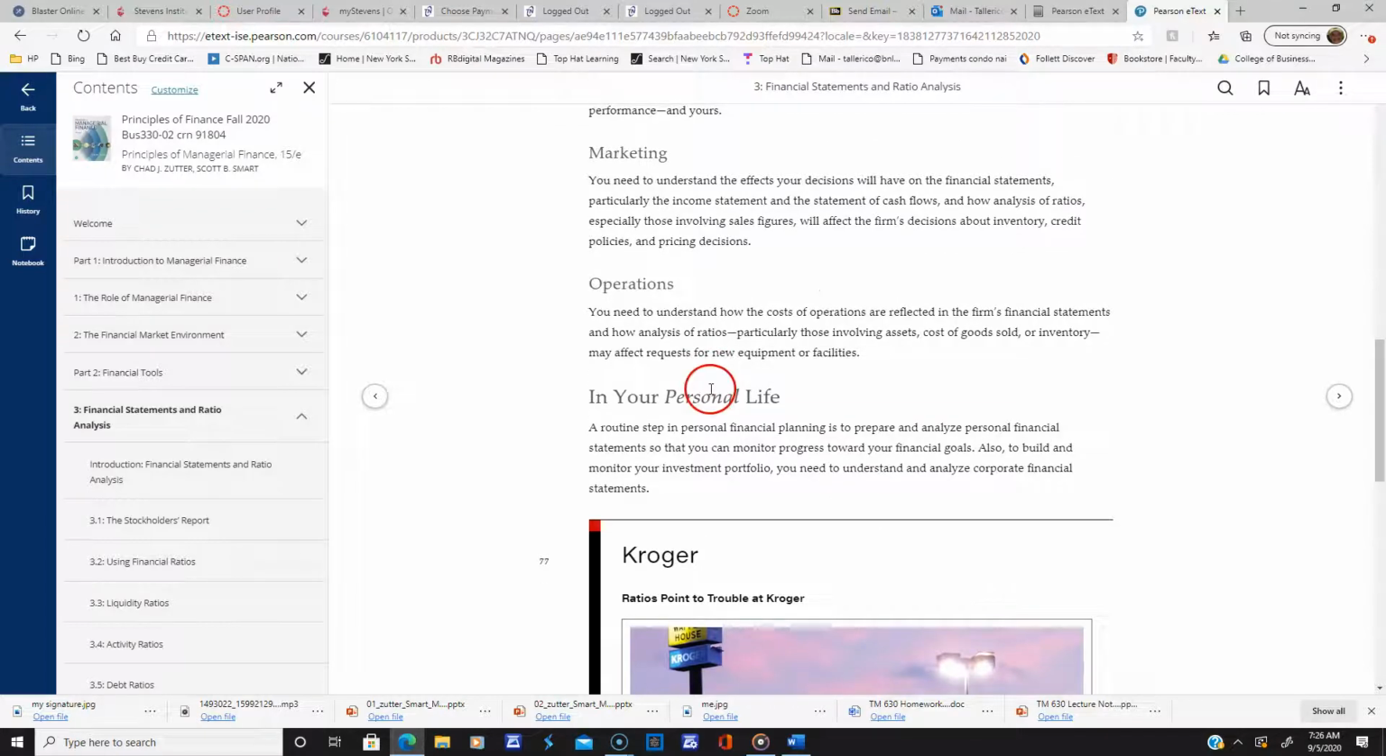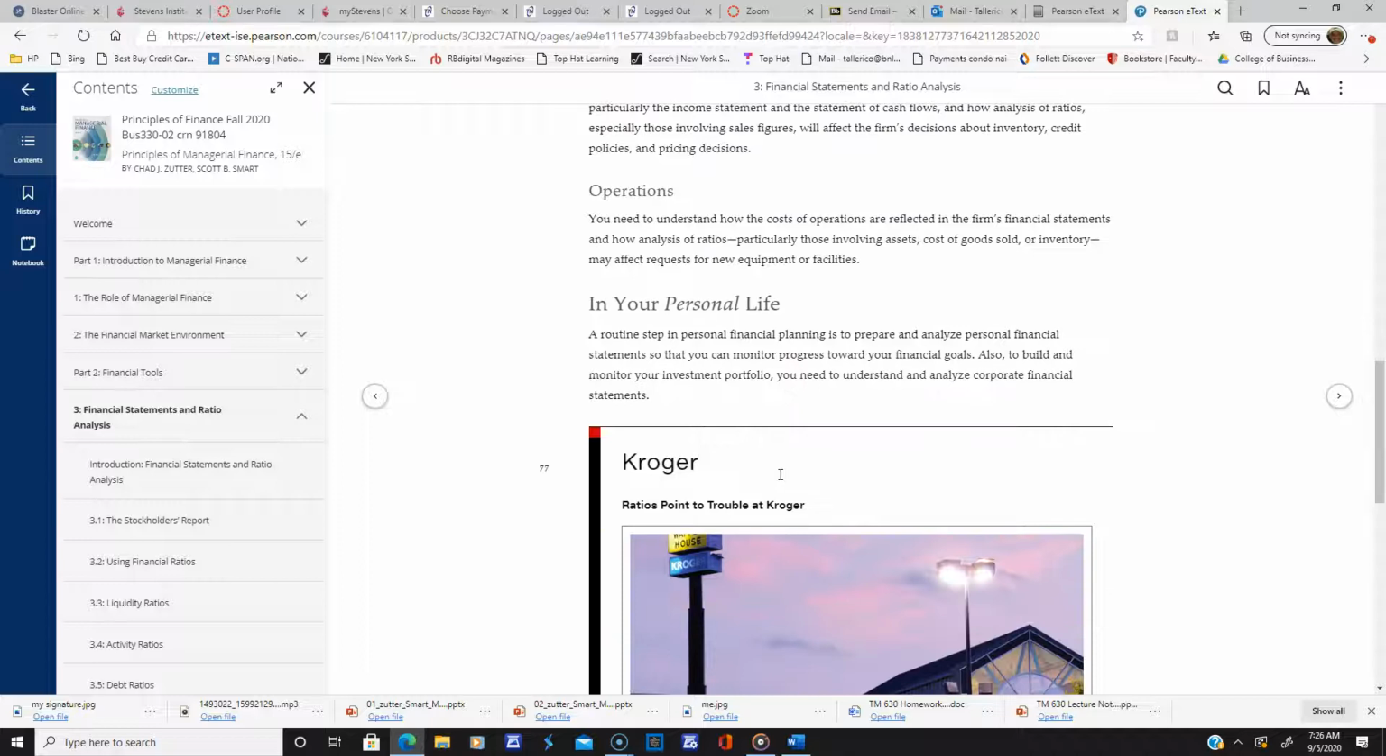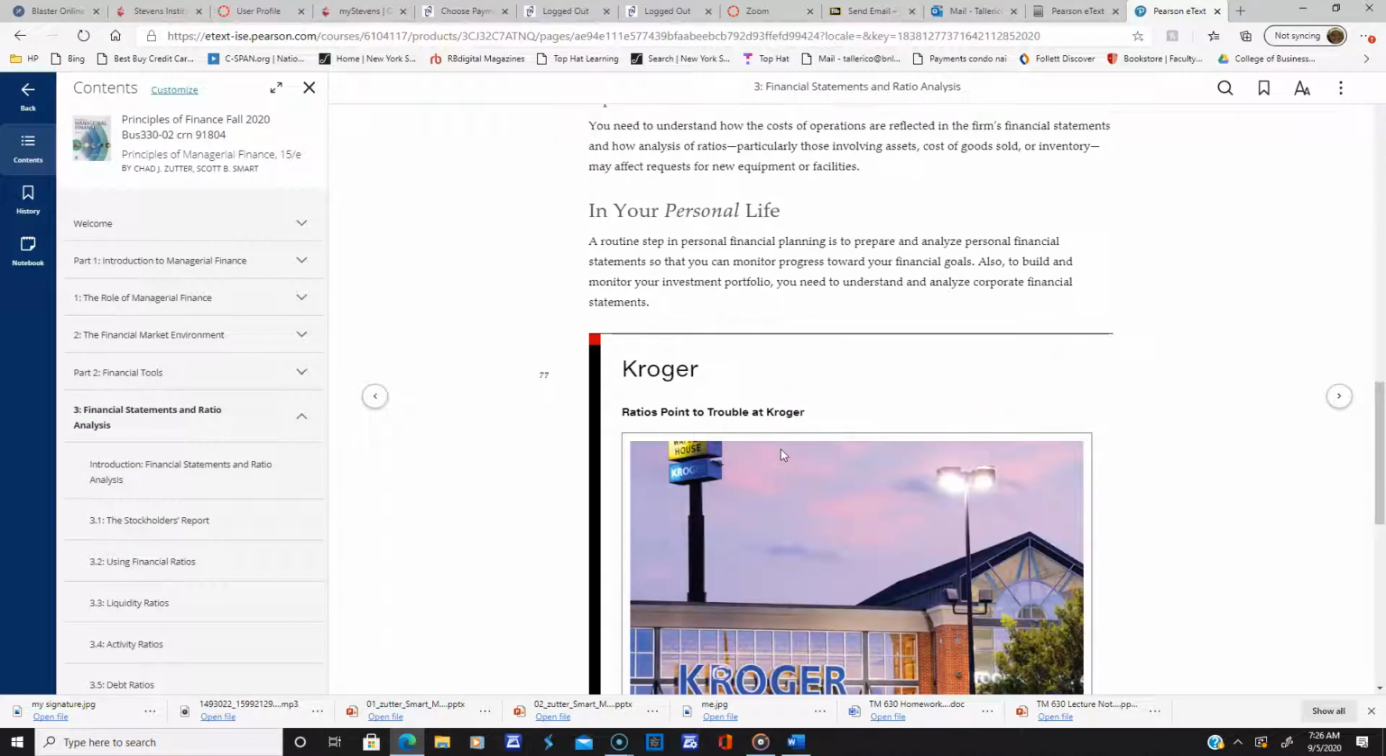All right, so again, going back into your personal life, a routine step in personal financial planning, and this is real important, is to prepare and analyze personal financial statements so you can monitor progress toward your financial goals. And again, this is very important. You want to build up a nice portfolio so you can retire someday.